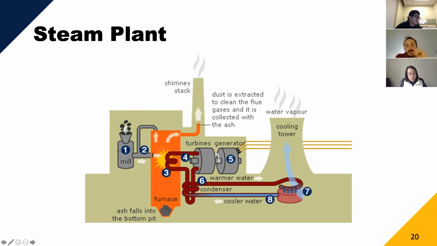Okay, and so this is a diagram of what you would find inside of a coal plant, right? We take that coal and send it through the mill to get it into a finer powder, and send it into this furnace where it's combusted.